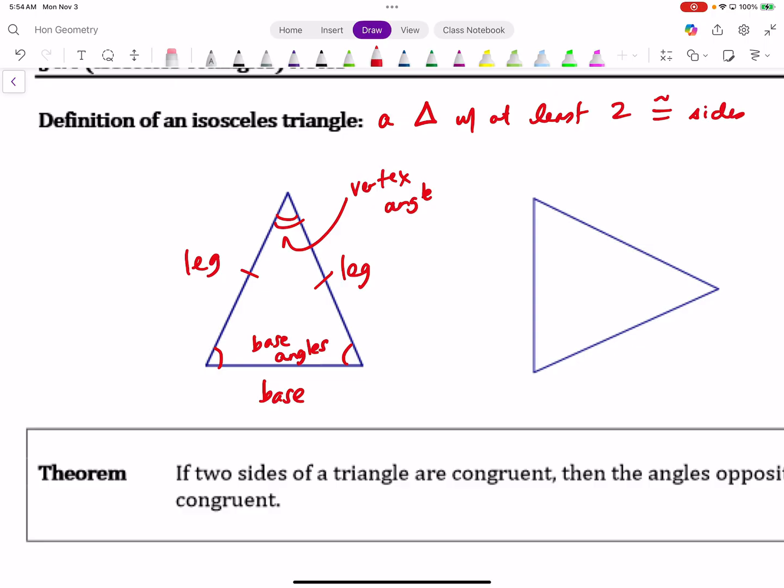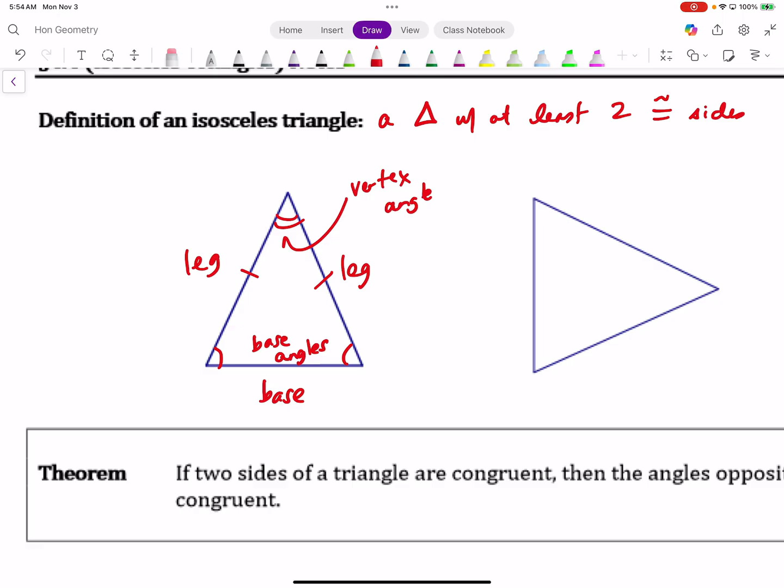Now, if it's an equilateral triangle, you could call any two sides the legs and any side the base. But we're going to figure out how to find the base angles and the vertex angles. You already know if it's equilateral, which is also isosceles, everything's 60 degrees.